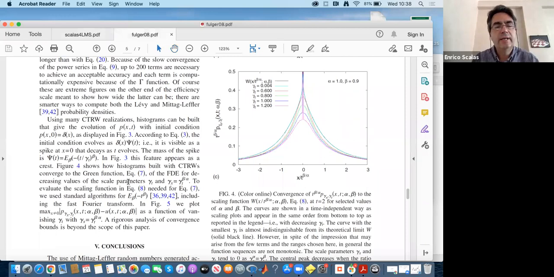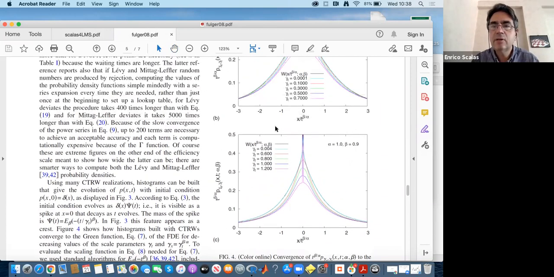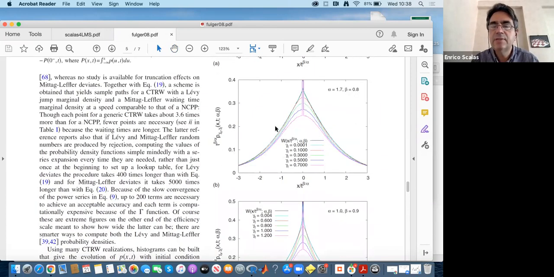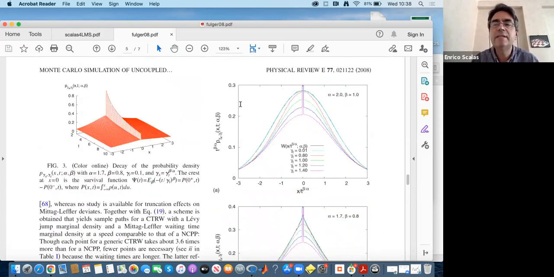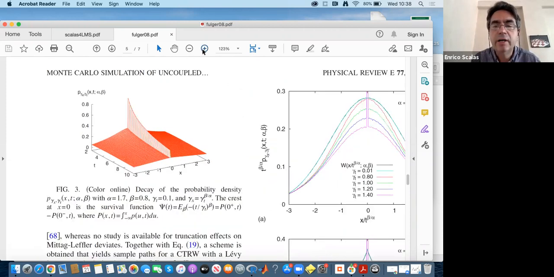And let us see a bit, for instance, let's consider one of these cases. So this is the case that we have seen in the first part of the presentation today. So the case in which alpha is equal to 2 and beta equal to 1. So you have normal jump and exponential wave. So let me magnify it.